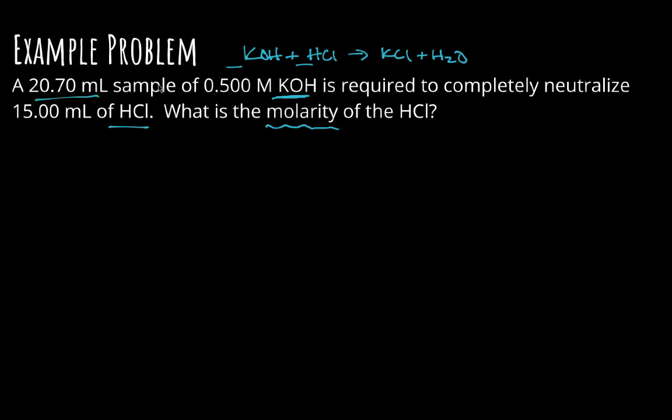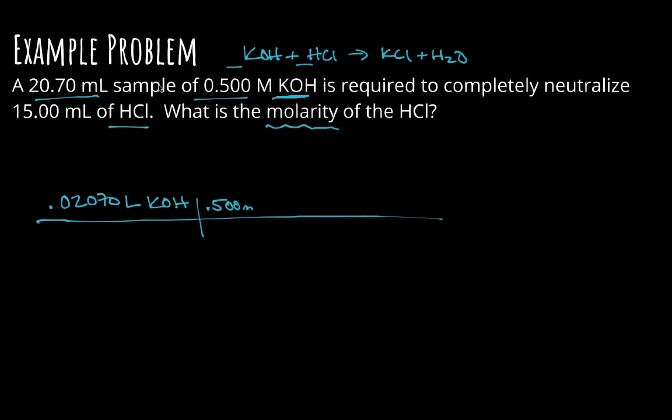I'm still going to start with the volume of the one I know more about. And I'm going to go ahead and change it into liters before I put it into the equation here. 0.02070 liters of KOH, 0.5 moles of KOH per 1 liter. According to our balanced equation, 1 mole of HCl per 1 mole of KOH. And then at this point, I can solve for moles. So I have 0.01035 moles of HCl.